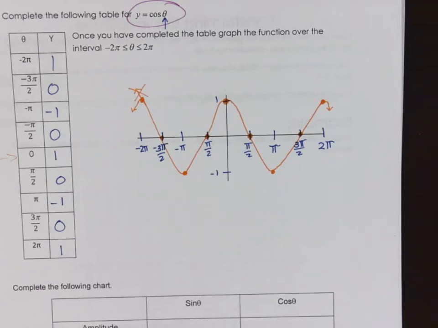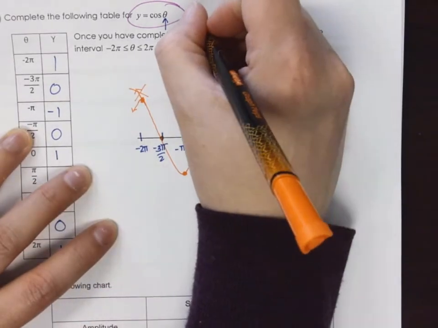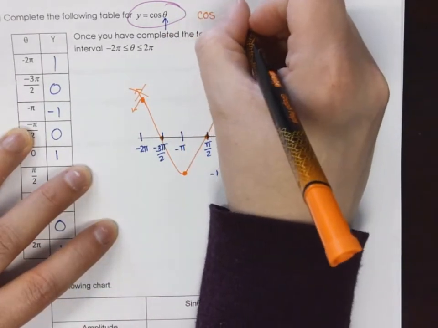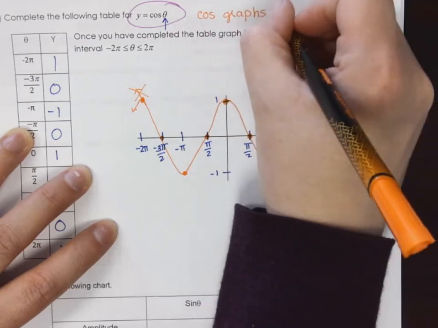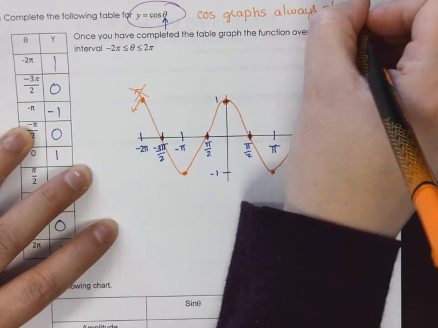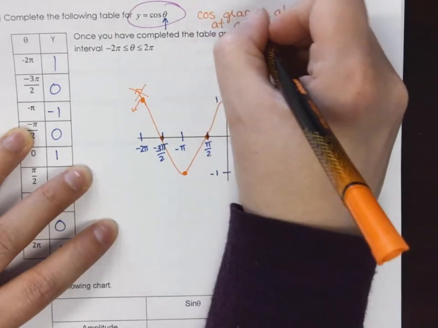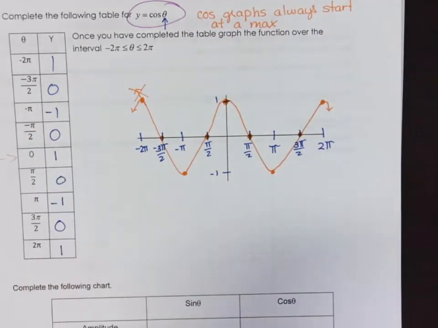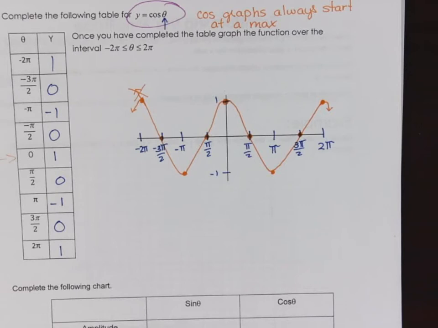So it always starts at a maximum. Okay, so cos graphs. Sine graphs always start at a median, cos graphs always start at a maximum. Now there's rules and now we'll switch this, don't worry. Tan graphs are a whole different kettle of fish.